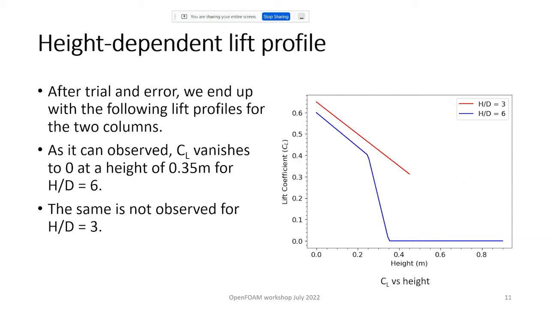After a lot of trials, I found that these two lift profiles work better for the two cases. For the shorter one, CL changes from 0.6 to maybe 0.3, and for the taller one, it changes from 0.6 to 0. That is, at 0.35 meter it goes to 0, and this is what we observe in taller columns as well: after a certain height, the spreading stops, and that's what we're observing in this CL graph.